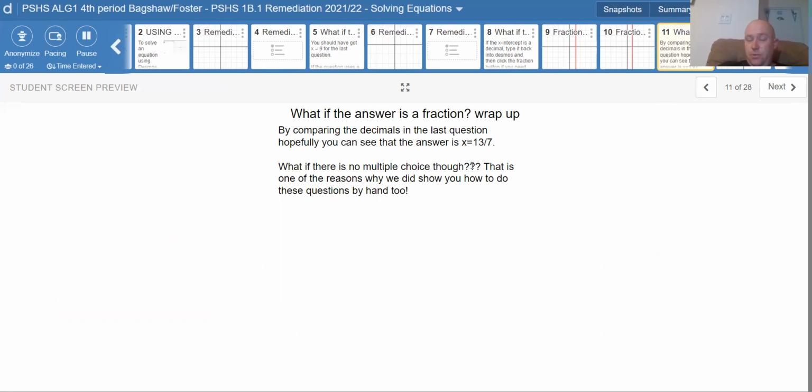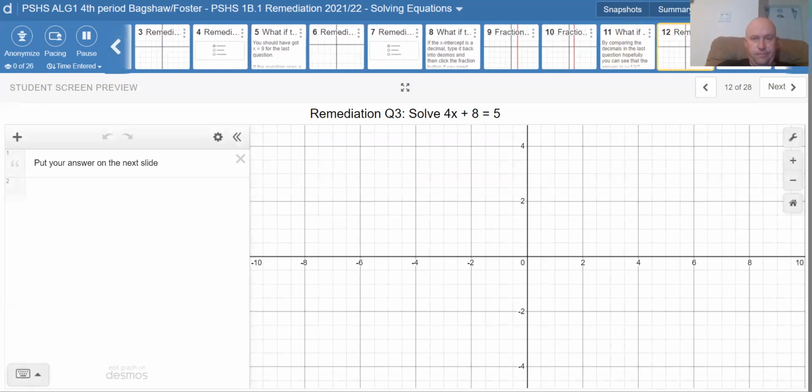Yeah, if there is no multiple choice, that's when you're going to need to fall back on those methods where you do it by hand, which is why we taught you to do the equations by hand. You also need those skills for another unit as well. So it is important that you know how to solve equations by hand too, because not every equation we can type in Desmos.